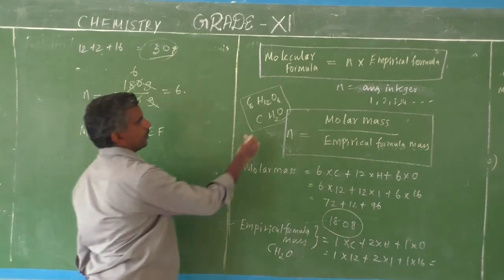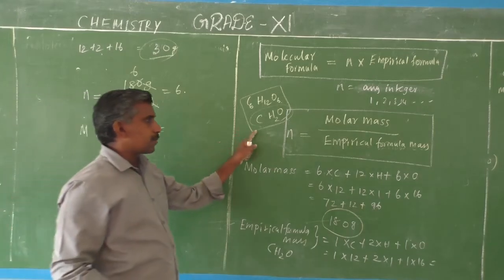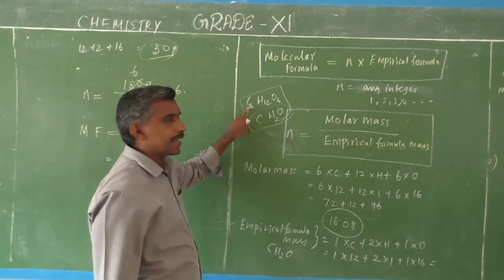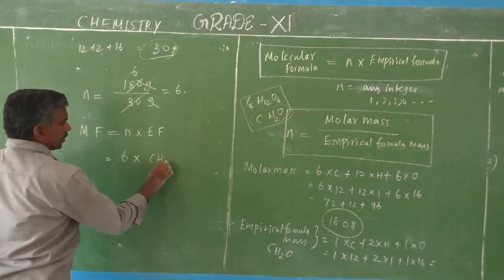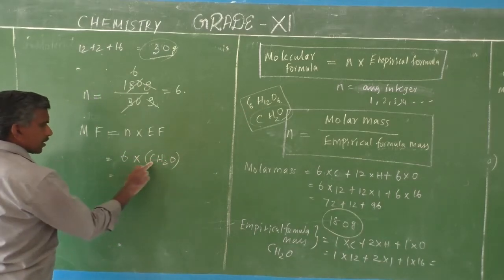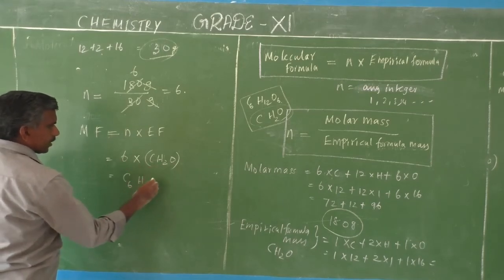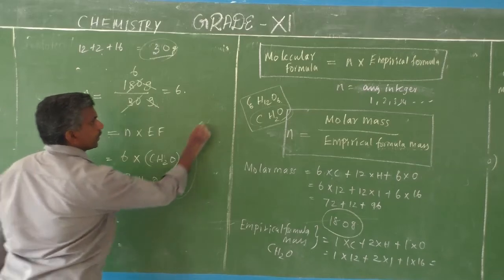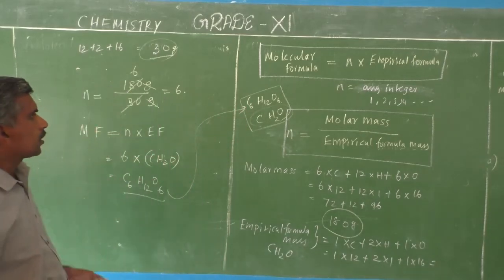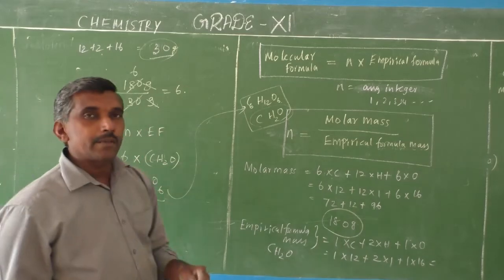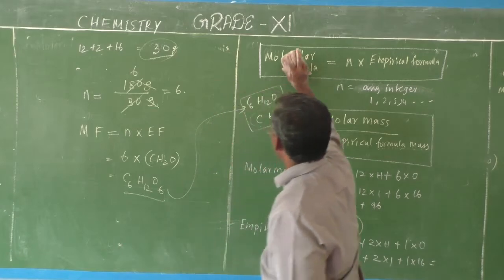Now we find the molecular formula. Molecular formula is equal to n into empirical formula. The n value is 6, and the empirical formula is CH2O, the simplest ratio of the element atoms. The exact number of atoms is known as the molecular formula. 6 into carbon gives 6 carbon, 6 into hydrogen 2 gives 12 hydrogen, and 6 into oxygen gives 6 oxygen. So it comes to the molecular formula. This is the relation between empirical formula and molecular formula.